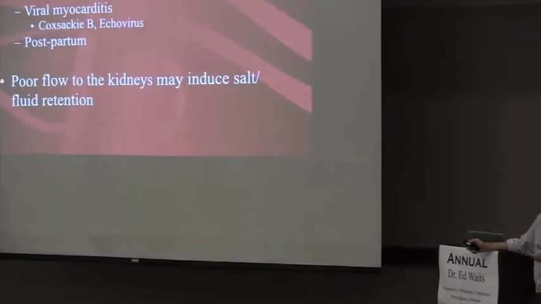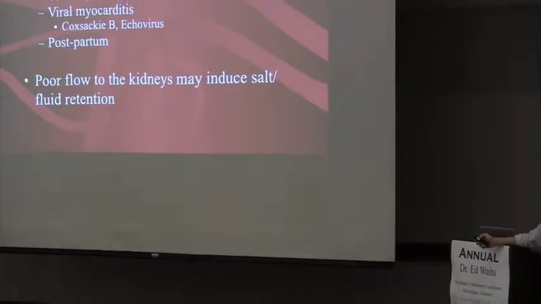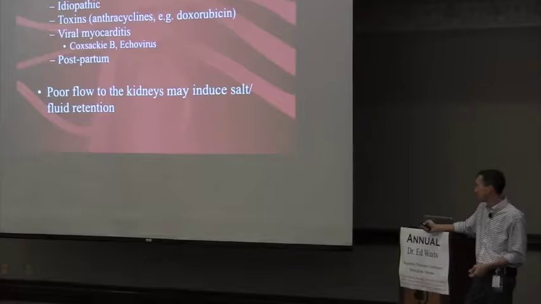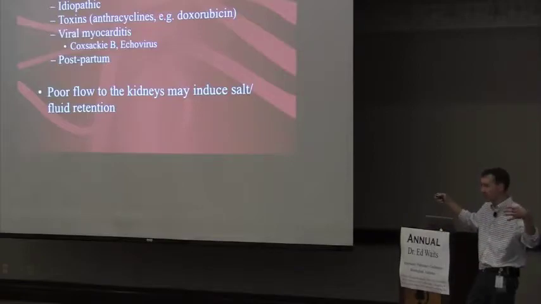And all it knows is it's not getting good flow, and it thinks it's not getting good enough flow because you're too dry, and you need more fluid, and you need more salt, and you need more stuff in the blood vessels. So then the kidneys send out hormones to induce salt and fluid retention, which again is counterproductive, because now your overloaded heart is even more overloaded because it's got more fluid on it.